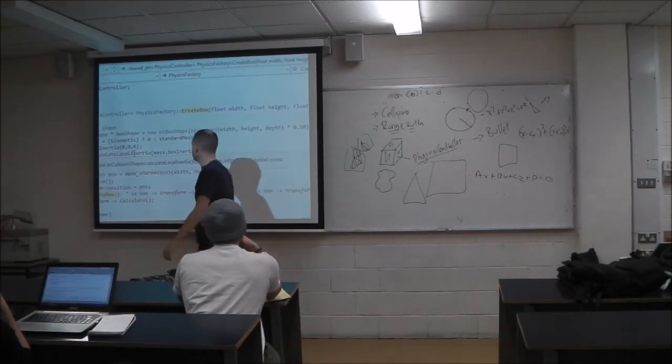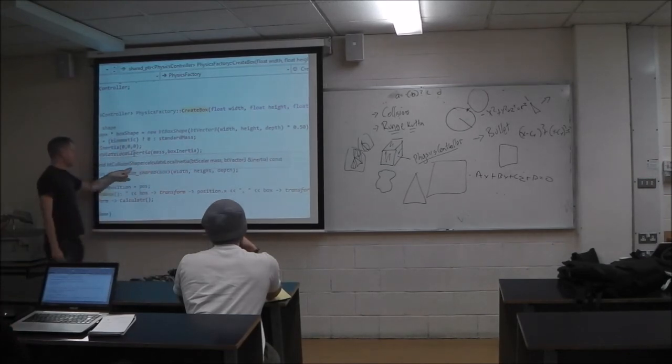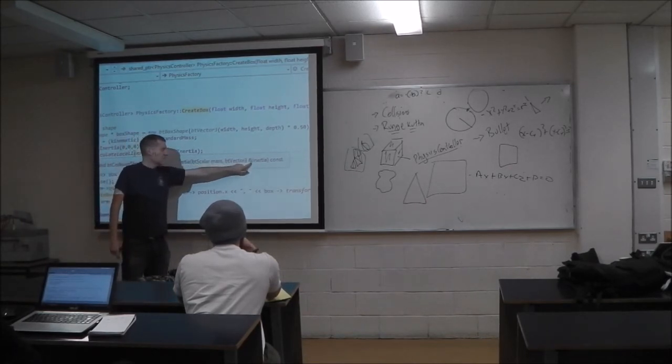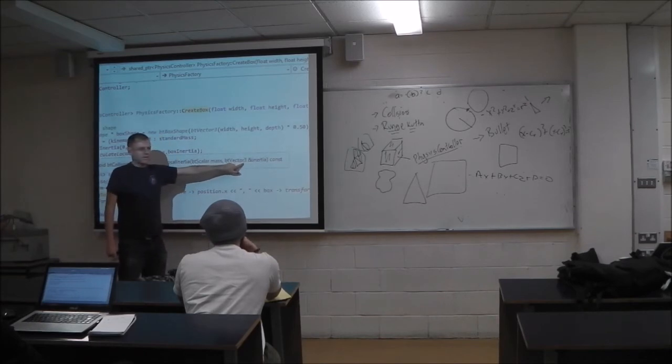it's not a pointer. Look at the API here. This is the API. I'm going to bring it up. Calculate local inertial tensor. First parameter is just a BT scalar, which is a float. Second parameter, BT vector 3 ampersand inertia. Does anybody know what that means? It's actually a thing in C++ called pass by reference.